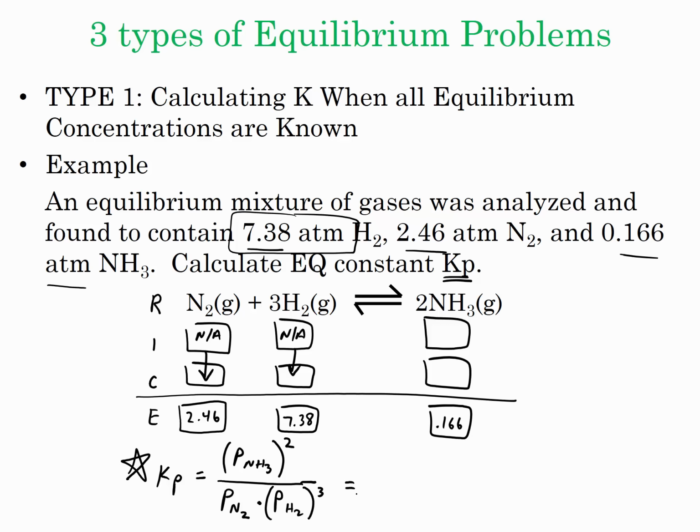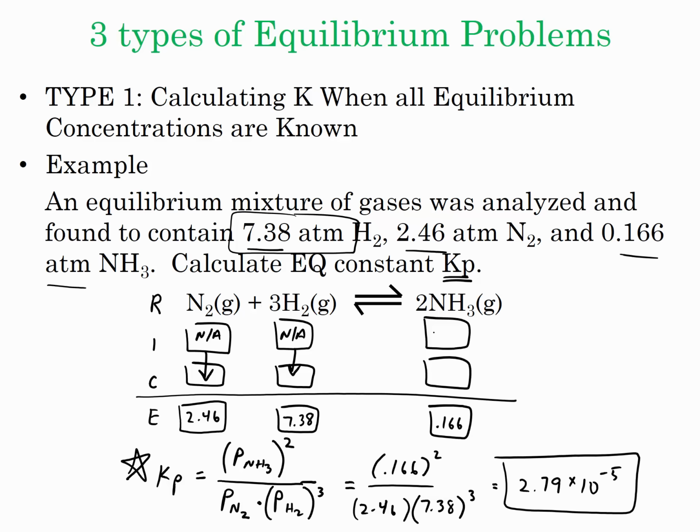So you'll see the bottom is the partial pressure of nitrogen times the partial pressure of H2 cubed. Okay, and now that we have our amounts, we just plug everything in. So we have 0.166 squared over 2.46 ATM times 7.38 ATM cubed. Okay, we plug this in our calculator, and we get 2.79, should be 3 sig figs, 2.79 times 10 to the negative fifth. Okay, simple. Easy.